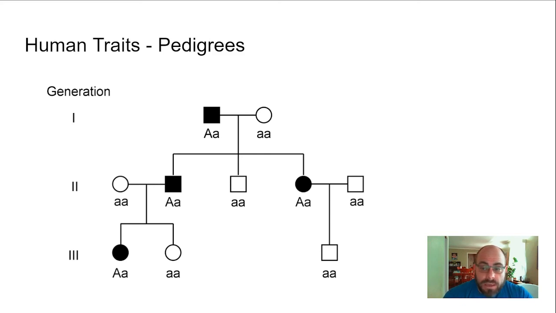And so in this particular instance, notice that the condition is dominant. How do you know? Well, the dad in generation 1 has the condition. He has the dominant allele. And it's really easy to see that. Everyone who's homozygous recessive does not have the condition. Those who have the dominant allele have the condition.